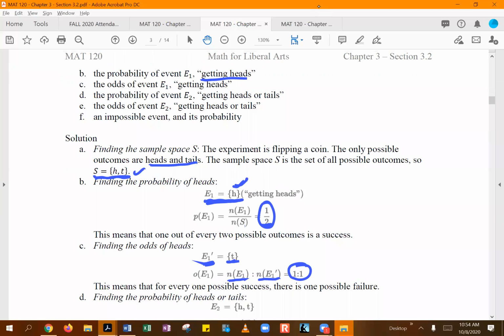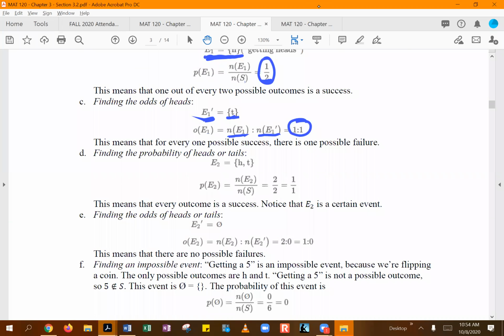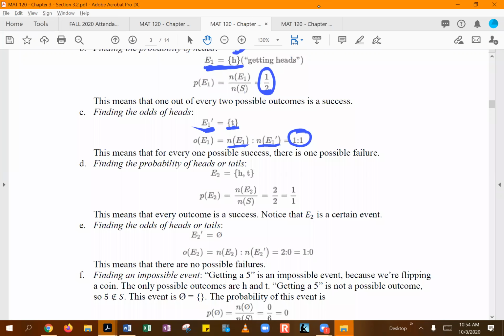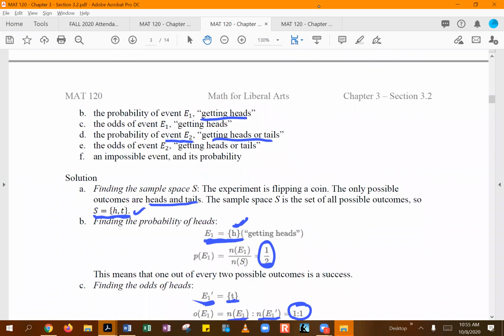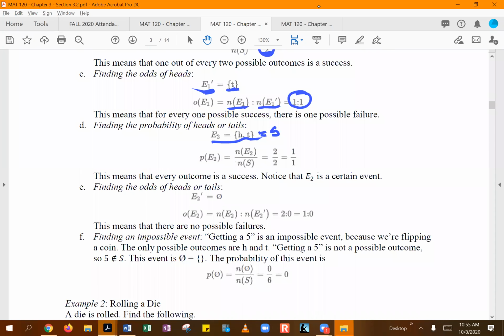They're actually doing this with a couple more examples here. So now for part D, think of event 2 as getting heads or tails, so that means your coin can either land on a head or a tail. You will see event 2 will now have both heads and tails. And guys, this is what we would call a certain event, because you can see this is the same as your sample space, because our sample space also has both H and T. So this would be your certain event.